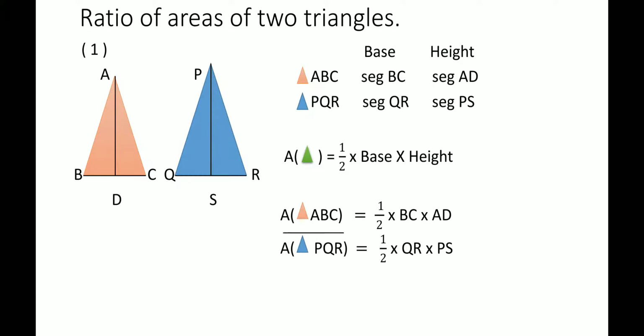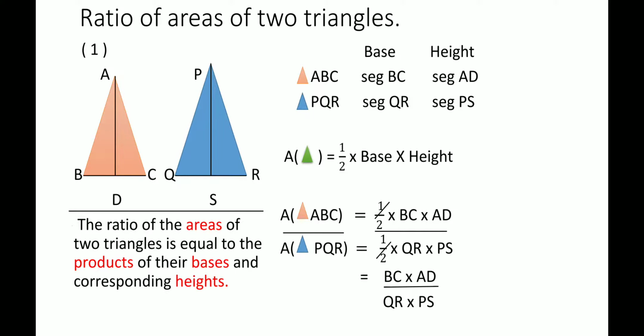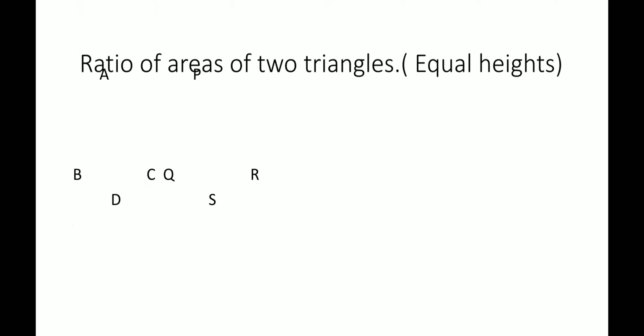Ratio means division, so we take the division of these two sides and half gets cancelled with this half. So what remains? BC into AD divided by QR into PS, and this can be written like this in words. The ratio of the areas of two triangles is equal to the product of their bases and the corresponding heights. This is the first property. Now we come to the second property.